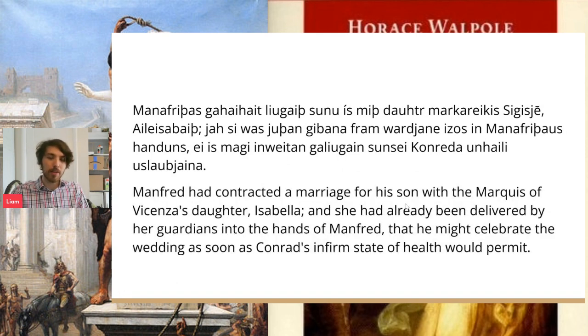Manfred had contracted a marriage for his son with the Marquis of Vicenza's daughter, Isabella, and she had already been delivered by her guardians into the hands of Manfred, that he might celebrate the wedding as soon as Conrad's infirm state of health would permit.